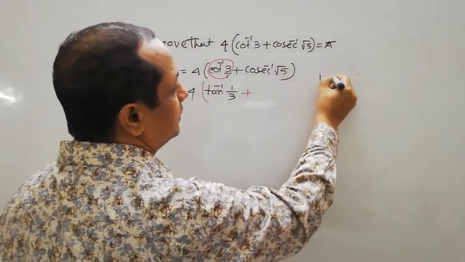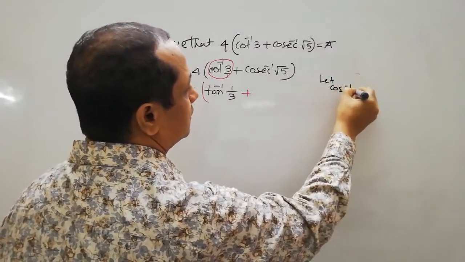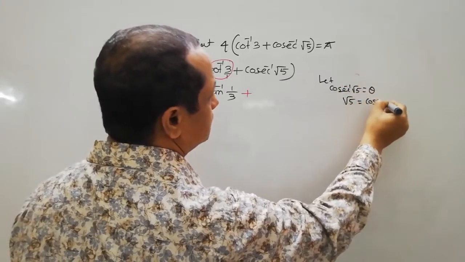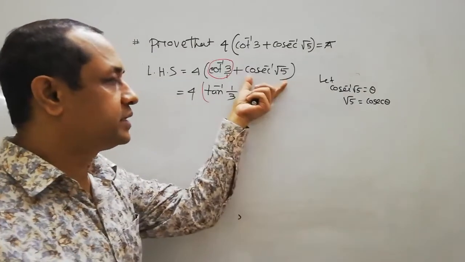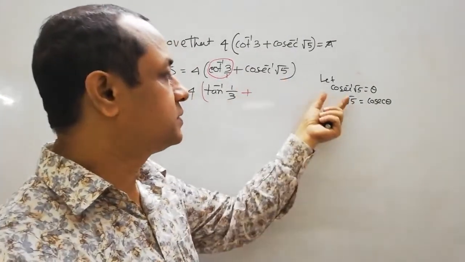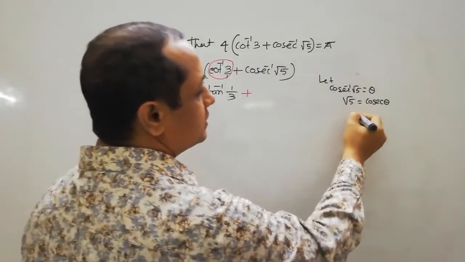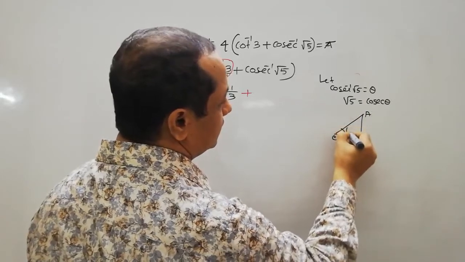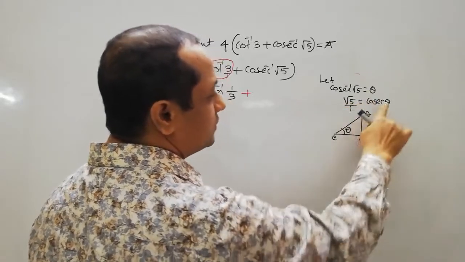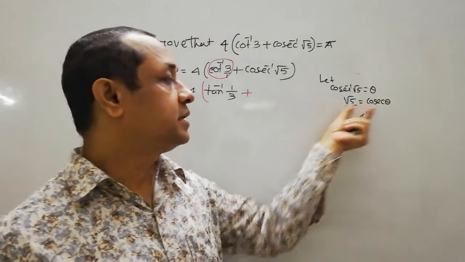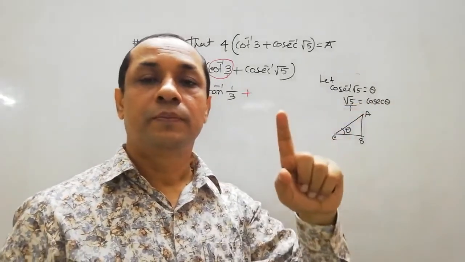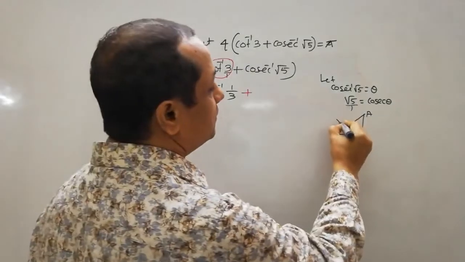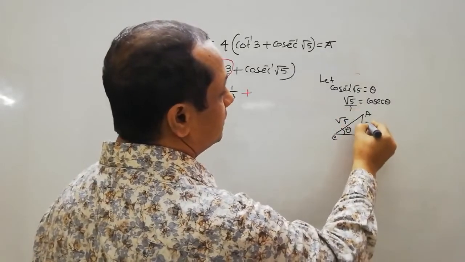So let cosec inverse root 5 equal theta. So root 5 equals cosec theta. Student, attention please. Cosec inverse converts to tan inverse. Let ABC be a triangle, here the angle is theta. So root 5 by 1. We know that cosec theta equals hypotenuse by perpendicular. So here hypotenuse is root 5 and perpendicular is 1.